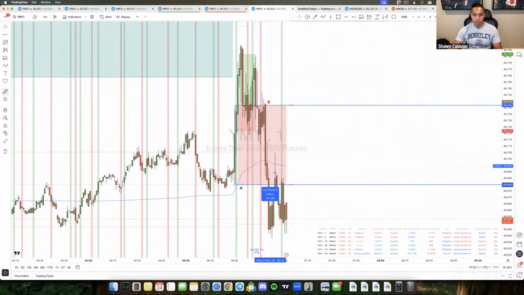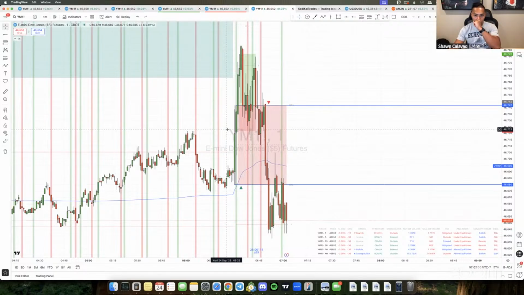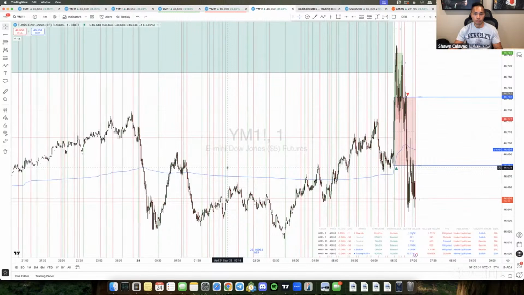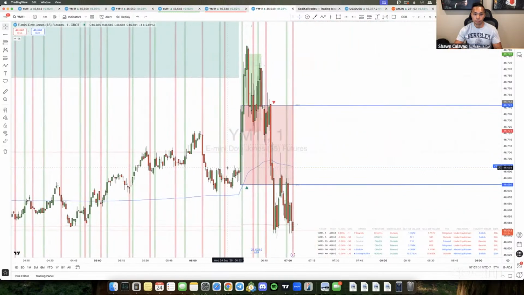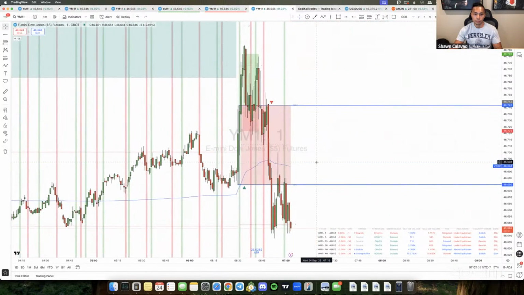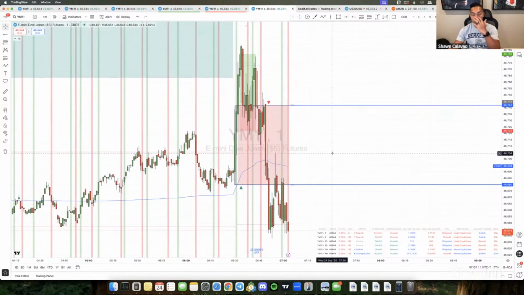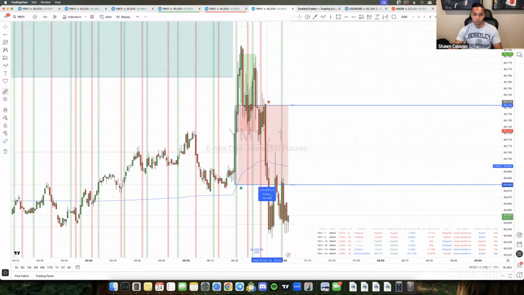See, so price over here retested this area, went into drawdown about 25 points, and it came right back down 30. Part of this drop down from.